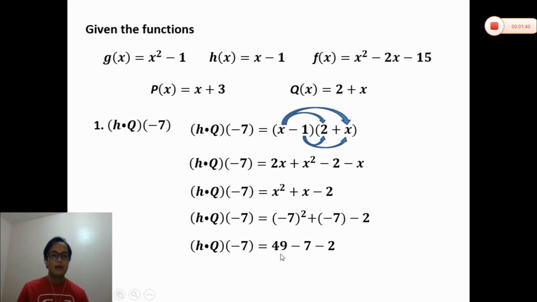So by performing the operation, 49 minus 7 is 42. 42 minus 2 is 40. So the final answer would be 40.